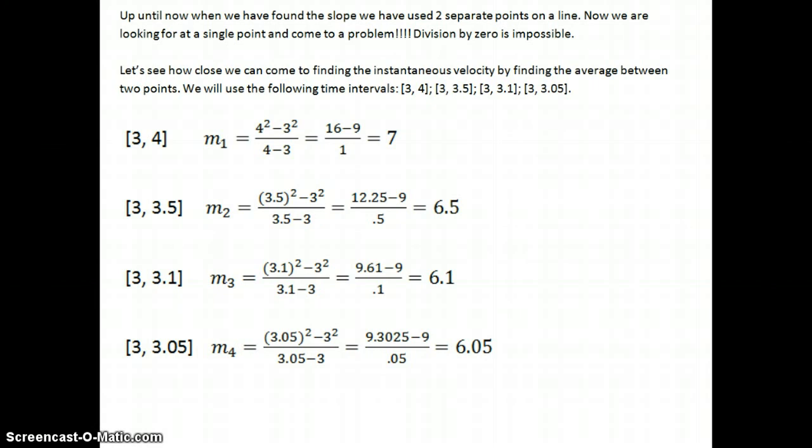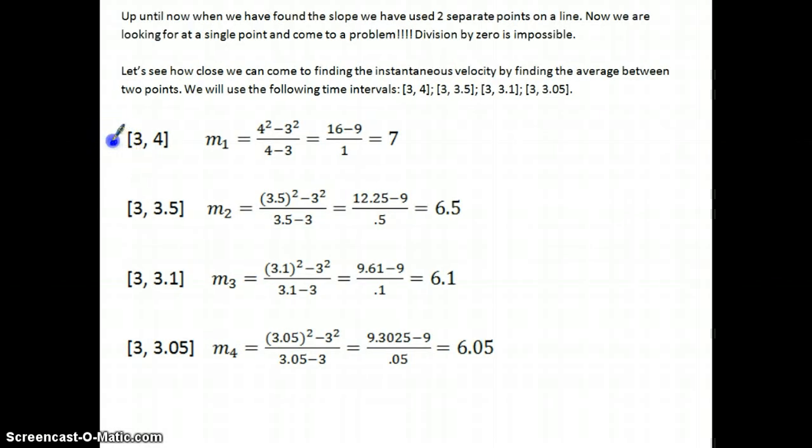Let's see how close we can come to finding the instantaneous velocity by finding the average between 2 points. So we're going to use these time intervals from 3 to 4 seconds, from 3 to 3.5 seconds, from 3 to 3.1 seconds, from 3 to 3.05 seconds, and just see what happens as we get closer and closer and closer to that single point.